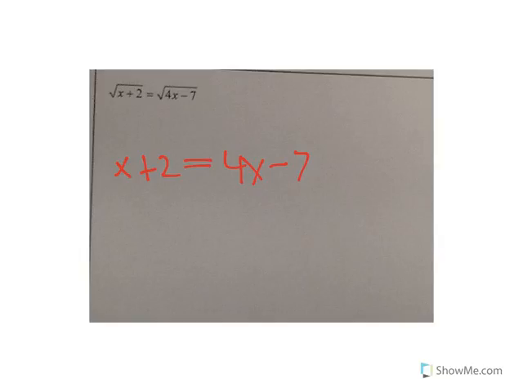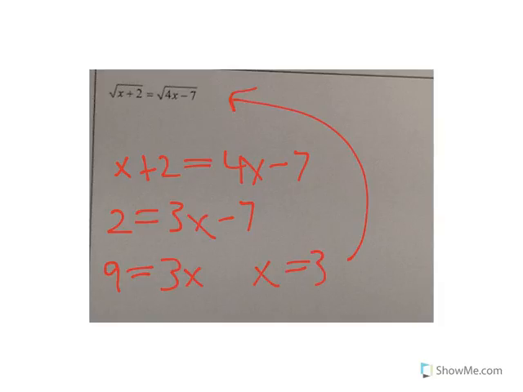Now you got variables on both sides. You're going to subtract an x from both sides. So it's going to be 2 is equal to 3x minus 7. You got to add 7 to both sides. You end up with 9 is equal to 3x. So x is going to be equal to 3.